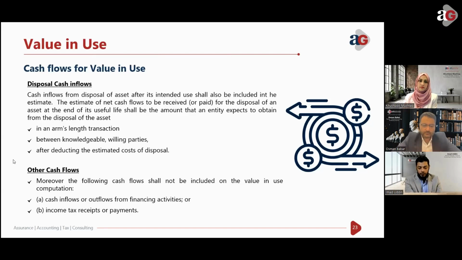Income tax receipts or payments, again, these are outside the scope of the value of the asset, so therefore they also do not have to be accounted for. They do not have to be incorporated in the value in use model.